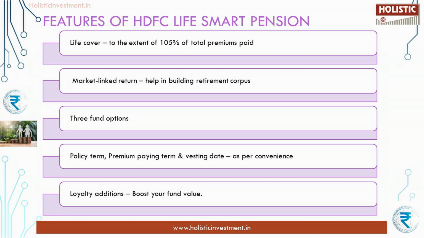First, let us look at the features of HDFC Life Smart Pension Plan. Life insurance cover to the extent of 105% of all premiums paid, including top-up premium. Through market return, it helps to build the retirement corpus. 3 fund options to choose from. Policy term, premium paying term, and vesting date can be chosen as per convenience. Loyalty additions will boost your fund value.